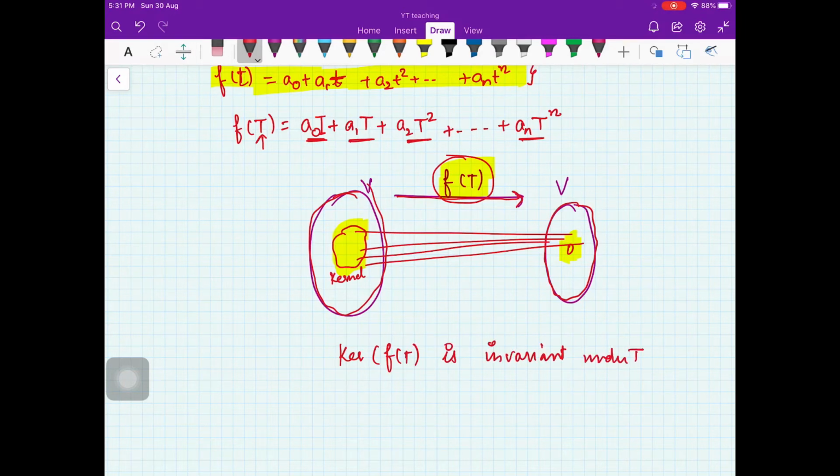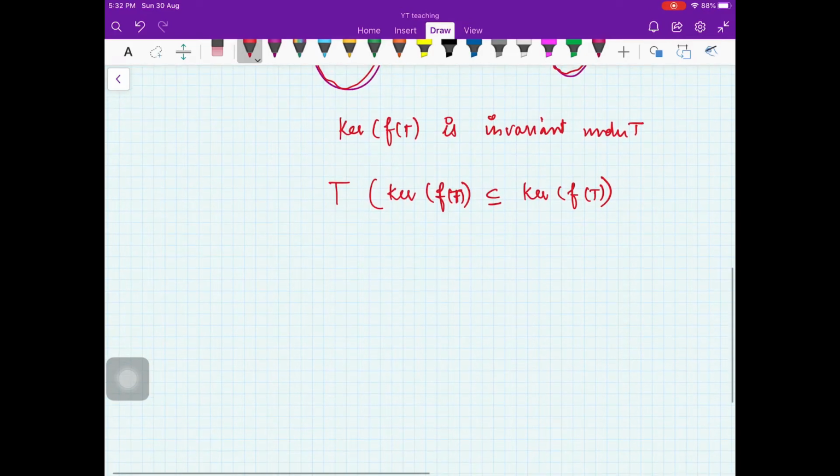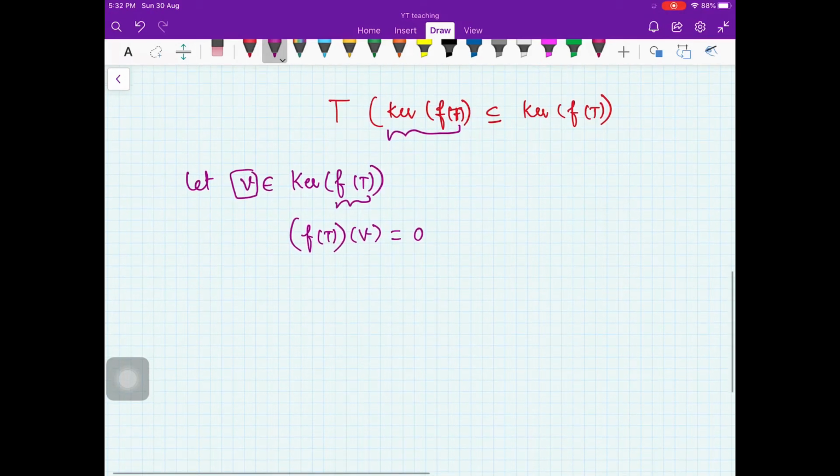That is, you want to prove that T of the kernel of f(T) is a subset of the kernel of f(T). So this is what you want to prove. Let us prove it. Take any element v belonging to the kernel of f(T). It means that this particular v is mapped to 0 by f(T). Therefore f(T) operating on v is 0.